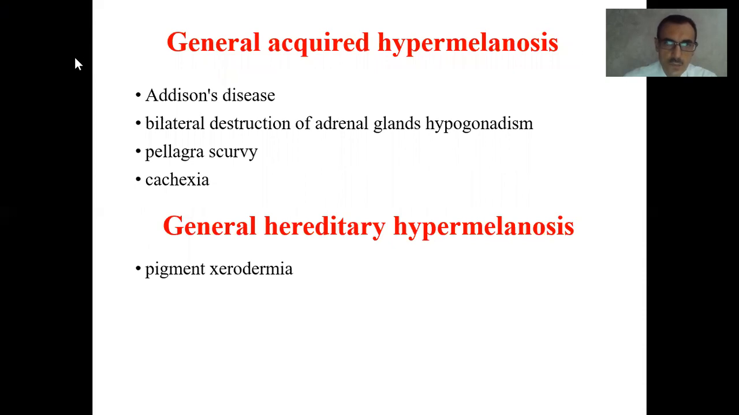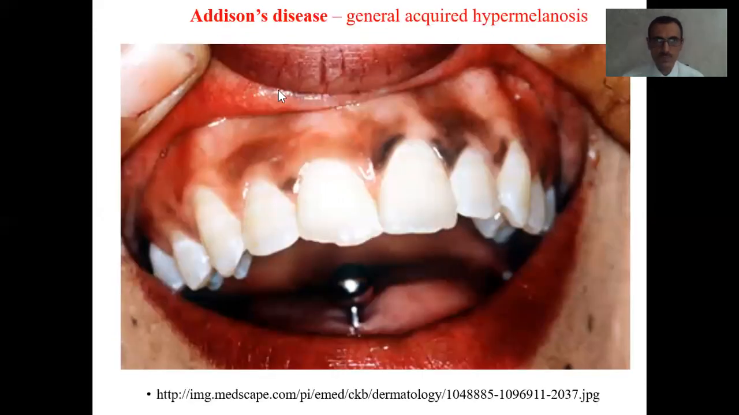The general acquired hypermelanosis we can find in Addison's disease, in bilateral destruction of adrenal glands, hypogonadism, pellagra, scurvy, and cachexia. But the general hereditary hypermelanosis is found in xeroderma pigmentosum. Here we see the patients with the general acquired hypermelanosis.